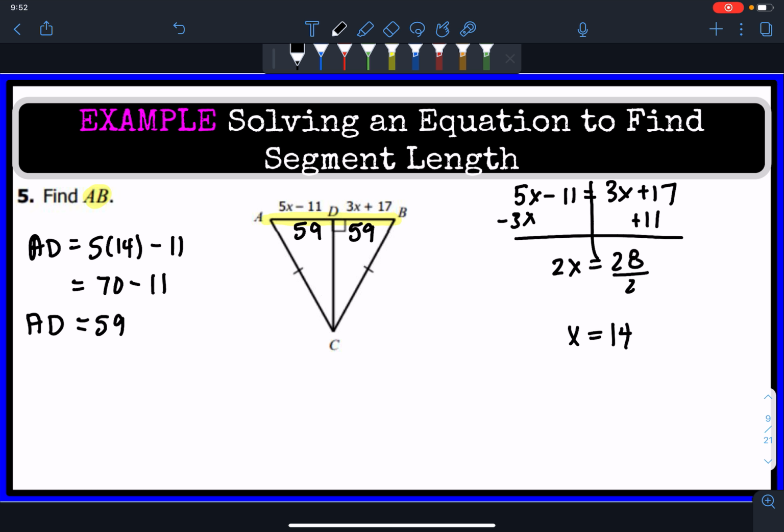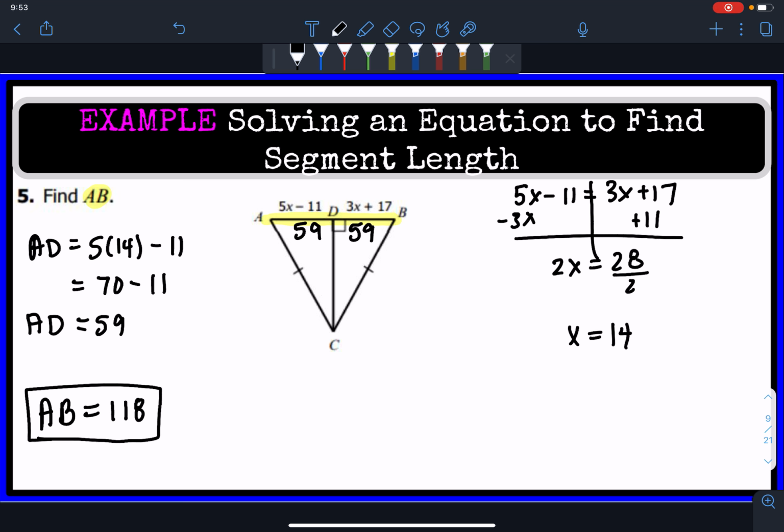No reason to plug it in there. I know that these two segments are congruent, and D is in the middle, so these two segments are going to be congruent. So also 59. So 59 times 2 is going to give me the distance from A to B. And 59 times 2 is equal to 118. So there's your solution.